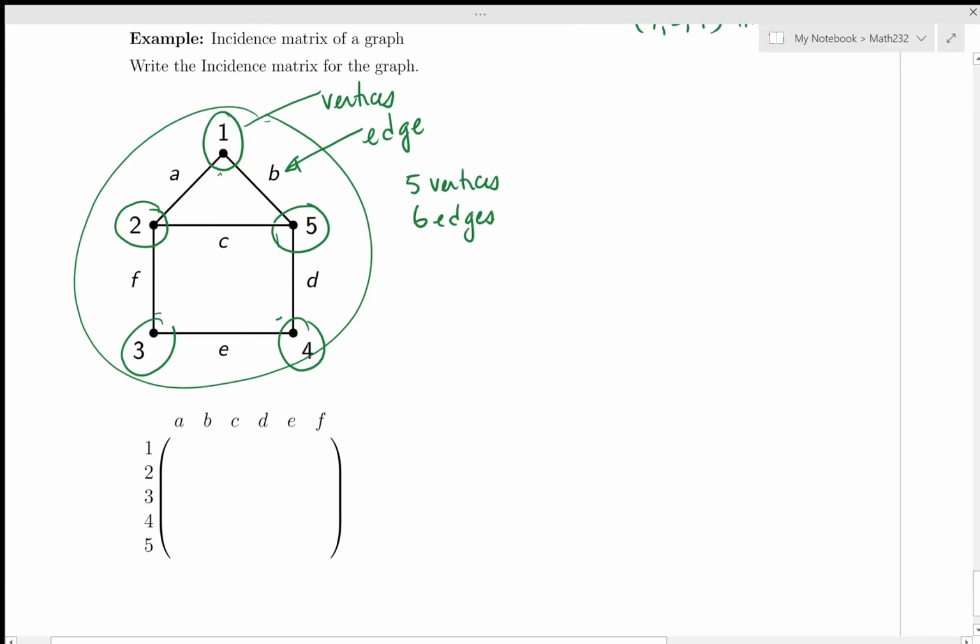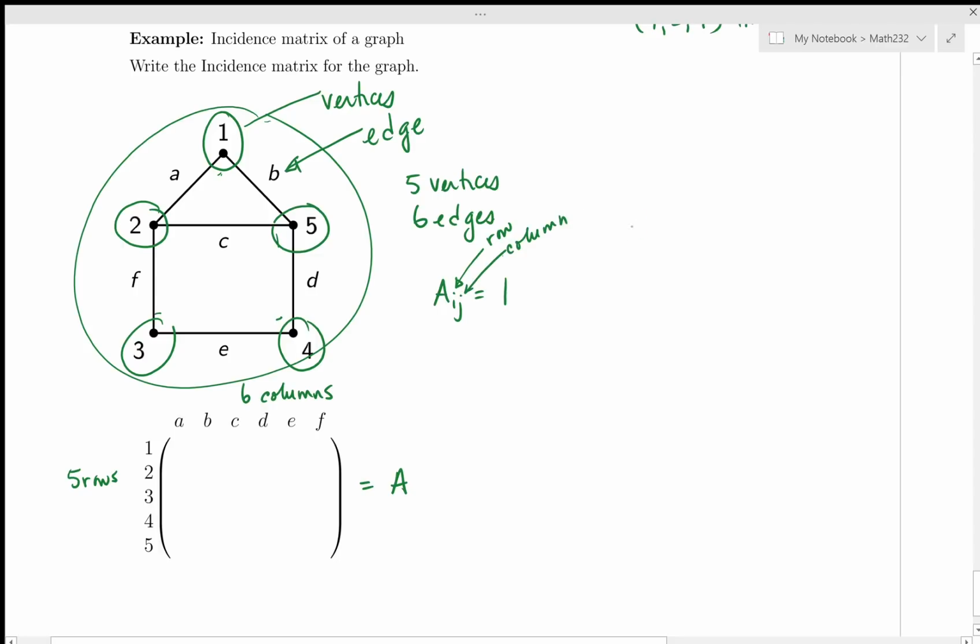Okay, so I'm going to have here 5 rows, and here I'm going to have 6 columns. In this matrix, let me just call this matrix A so I can talk about it. What I'm going to do is say the entry Aij is going to be equal to 1. Now, what do I mean here by Aij?